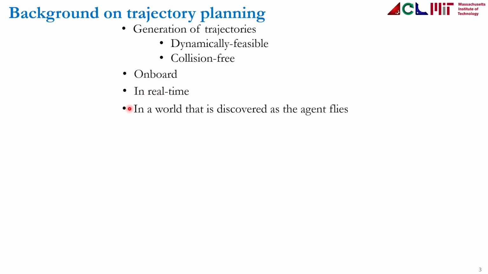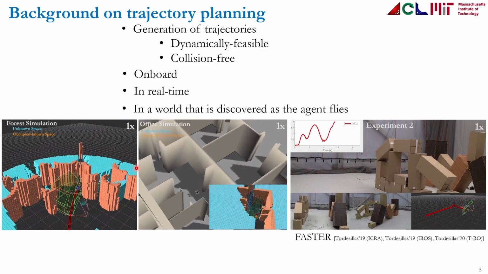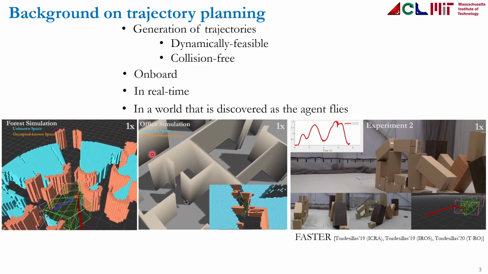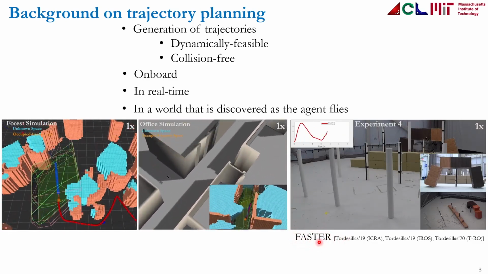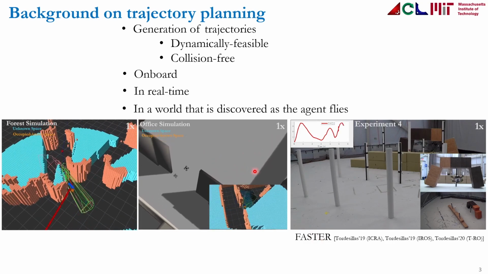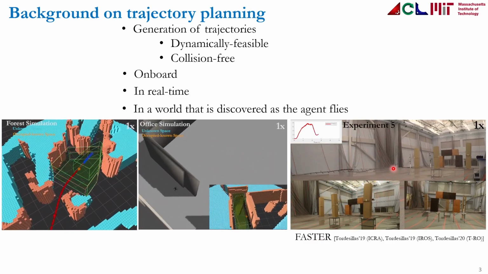Trajectory planning entails the generation of trajectories that on one hand are dynamically feasible and on the other hand are collision-free. We want to do this on board, in real time, and in a world that is discovered as the agent flies. As an example, here you have some videos from my master's work where I developed this algorithm called FASTER that was able to perform obstacle avoidance in static unknown worlds. Here you have two videos of two simulations, and here you have some hardware experiments.